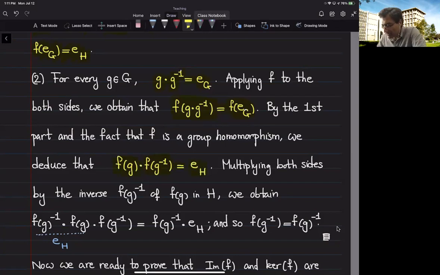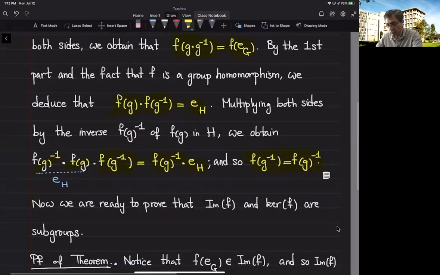Now I can multiply both sides by the inverse of this. And I deduce, okay, so these guys cancel out. I deduce that F of g inverse is F of g inverse. Of course, this is the neutral element. It doesn't matter. I get the desired equality. So a group homomorphism F sends the neutral element of the domain to the neutral element of the codomain. And F of g inverse is F of g inverse. I'm allowed to switch the order of taking inverse or applying F when F is a group homomorphism.